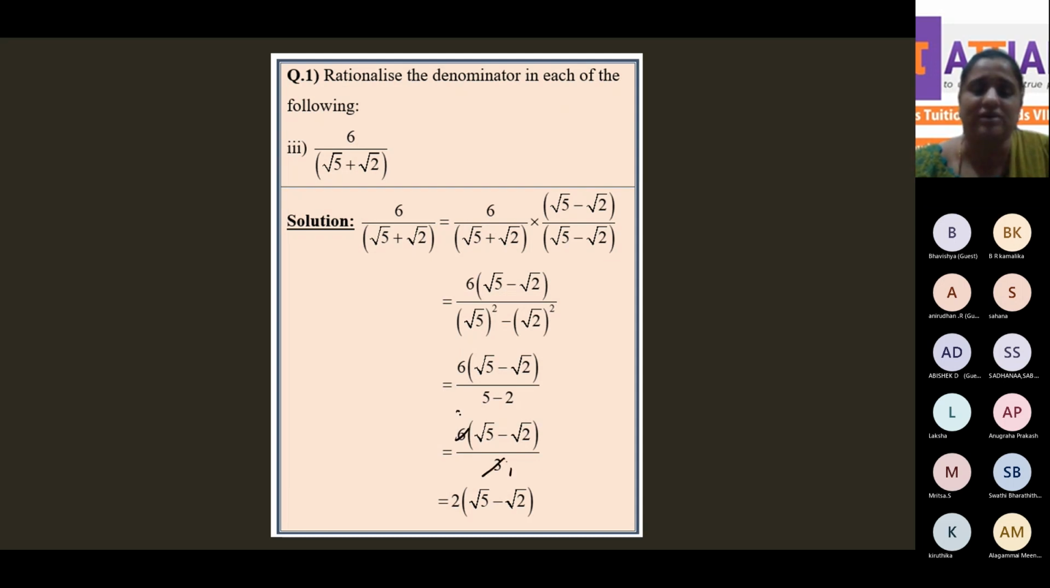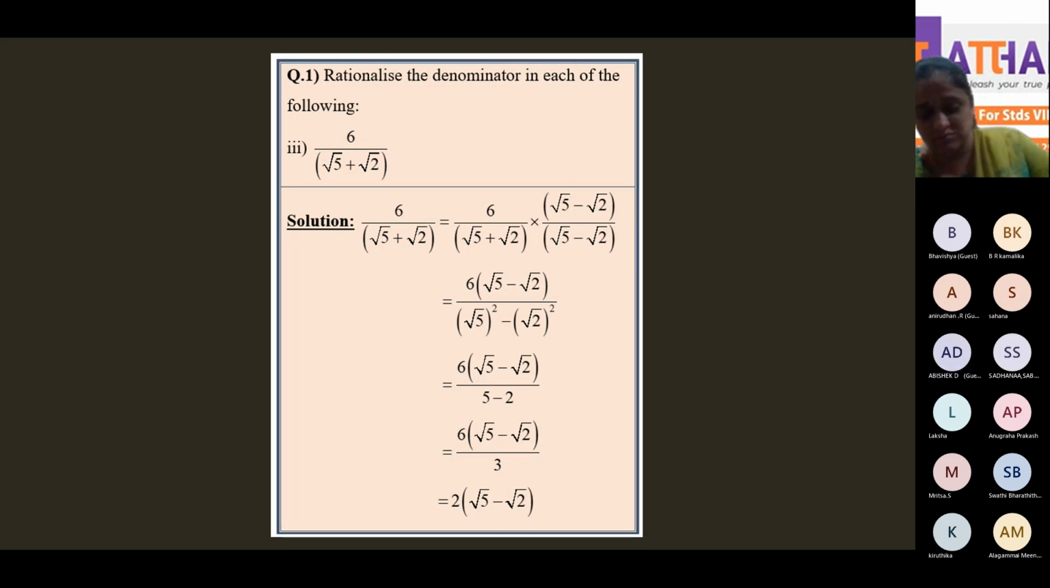3 ones are, 3 twos are. Cancel. After this, you can multiply, or you can leave it like this also. 2 root 5 minus 2 root 2. That's also fine. Okay. Done, children? Shall we go to the next one?